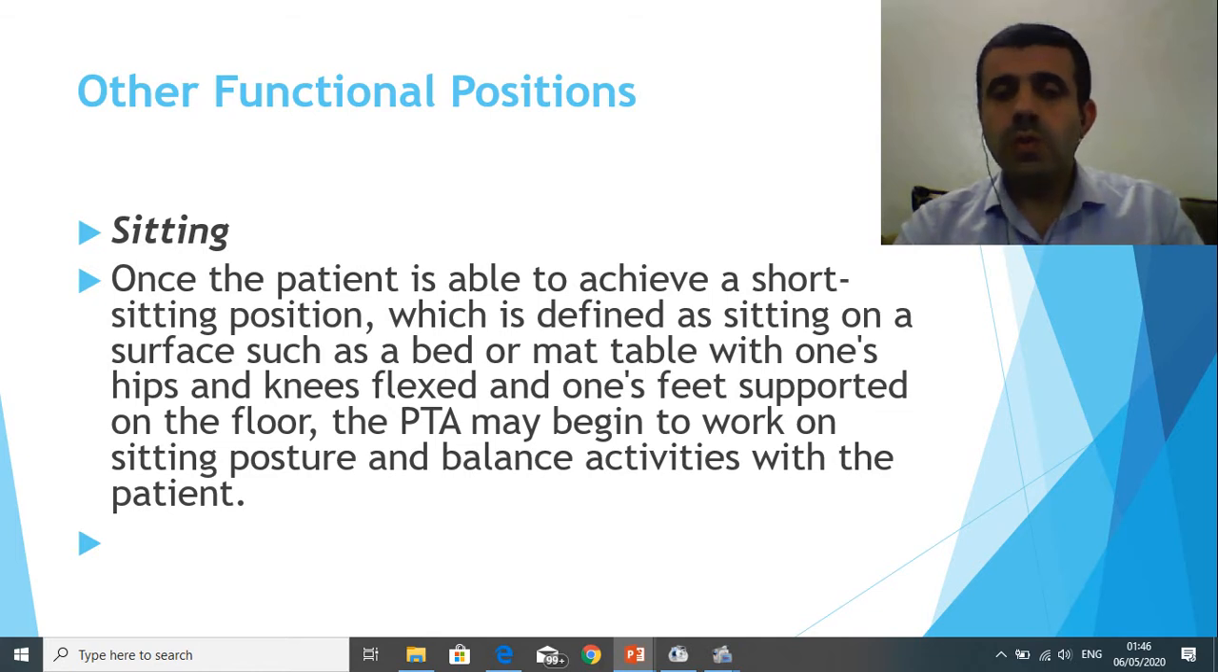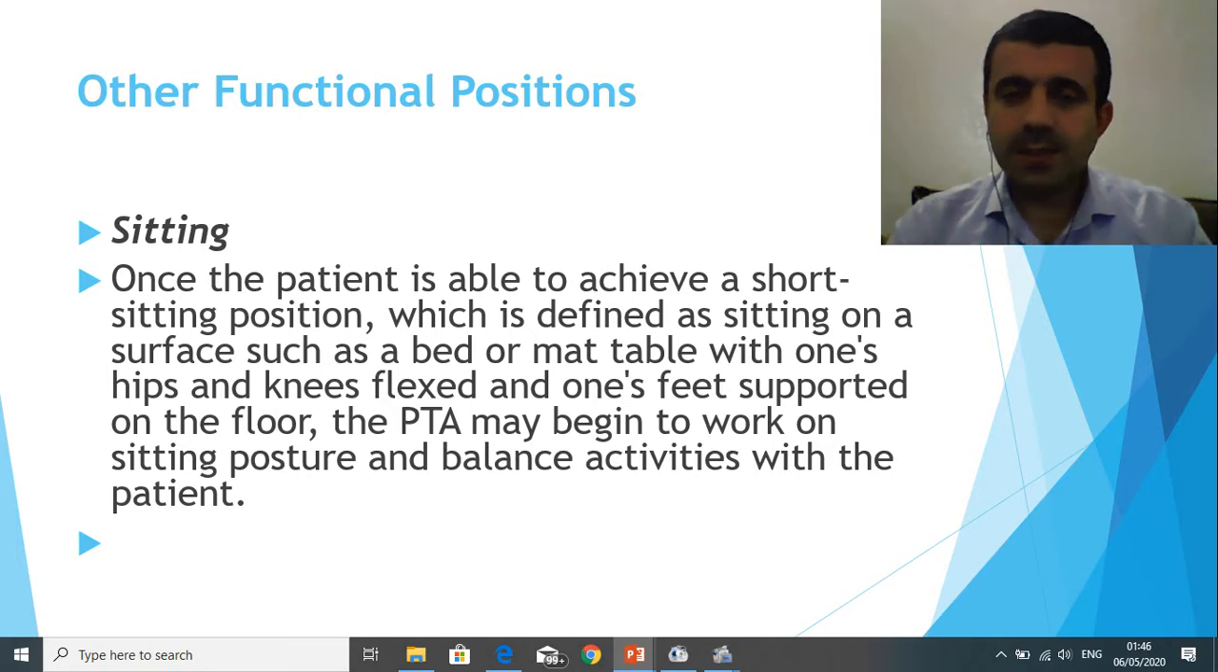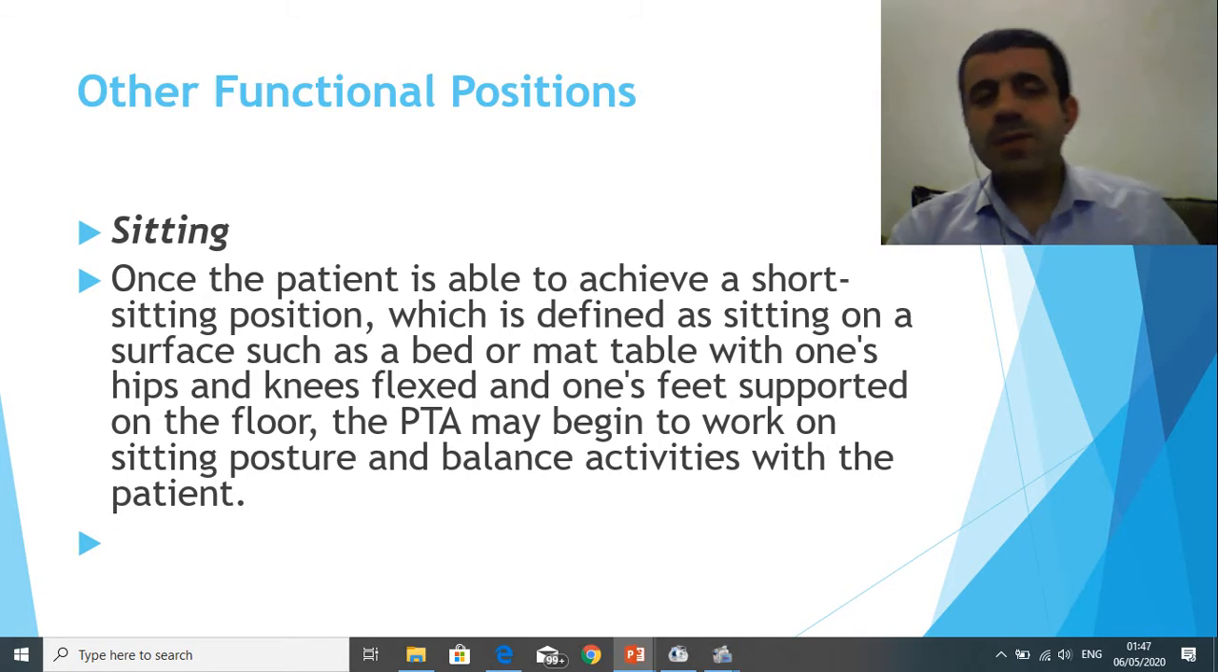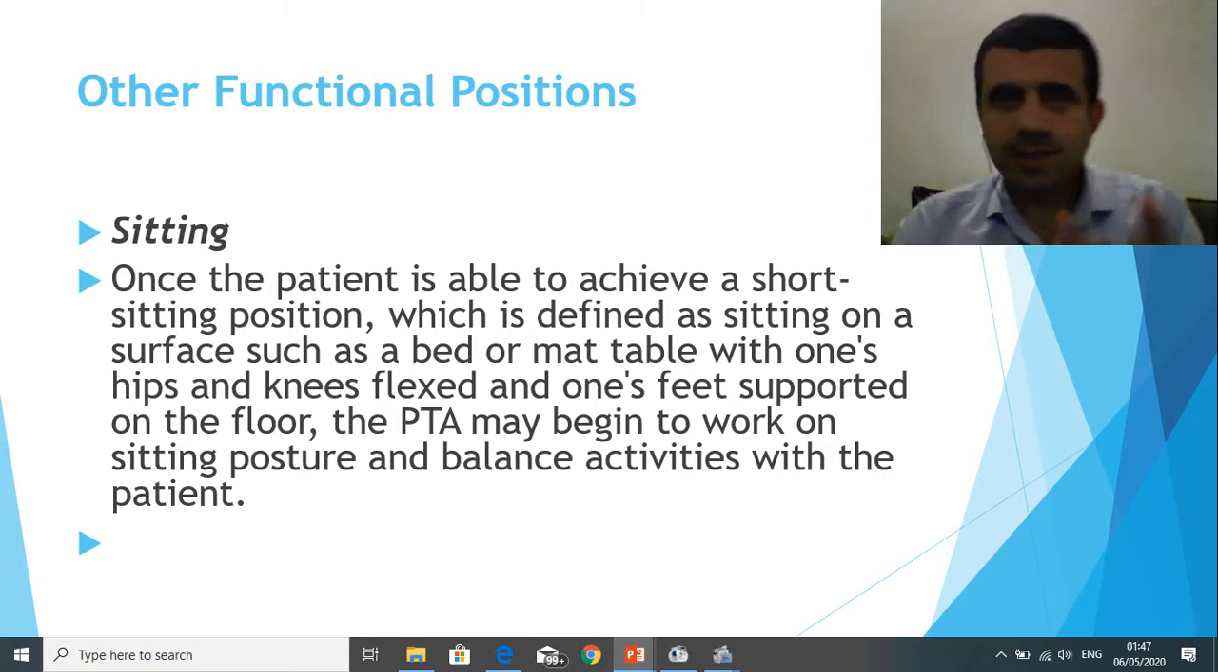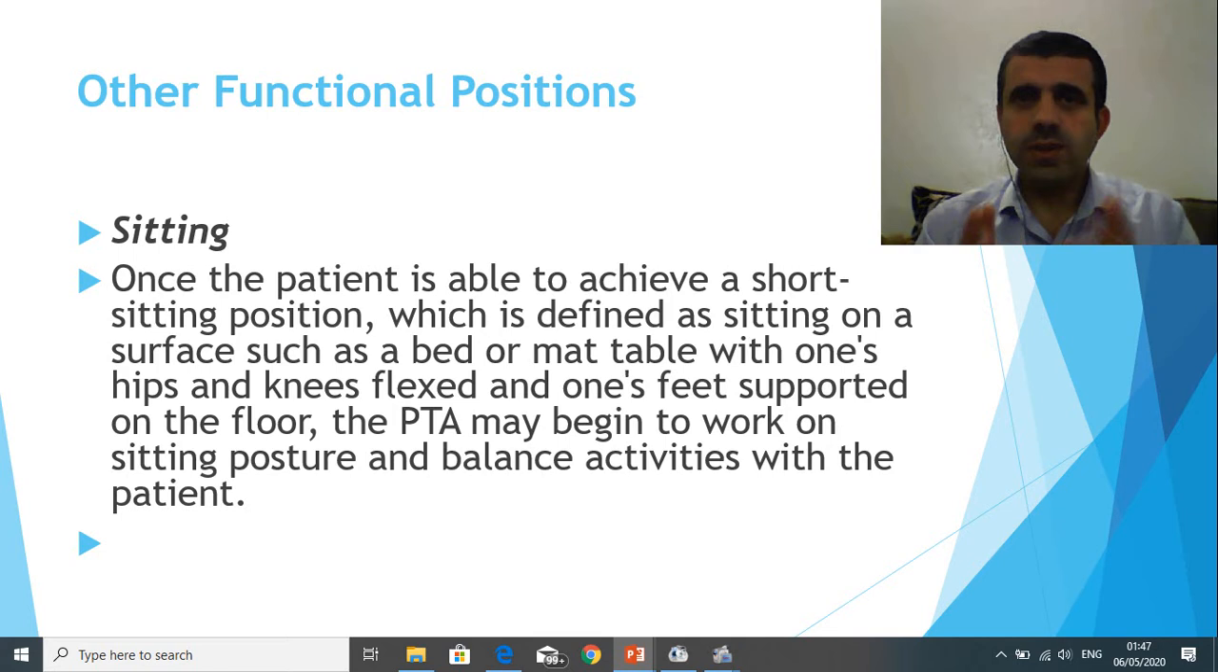So once the patient is able to sit and flex the hips and the knees and support the feet on the floor, the physiotherapist starts to work on sitting posture, starts to exercise on sitting posture. So, exercising in sitting posture.